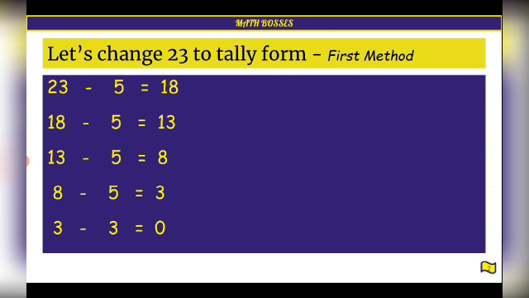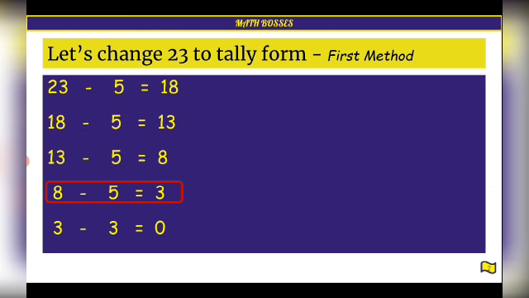So where does this lead to? Let's find out. If I choose to change 23 to tally form using this method, the first thing I have to do is subtract 5 from 23. By doing this, I'm going to get my answer as 18, but it doesn't stop there. The next thing I do is to subtract 5 from 18, which is what I got from the first subtraction. Then I get 13 as my answer. It doesn't end there. The next thing is to subtract 5 from 13. Now that I've subtracted 5 from 13, I'm getting 8. It doesn't stop there. I subtract 5 from 8 to get 3.